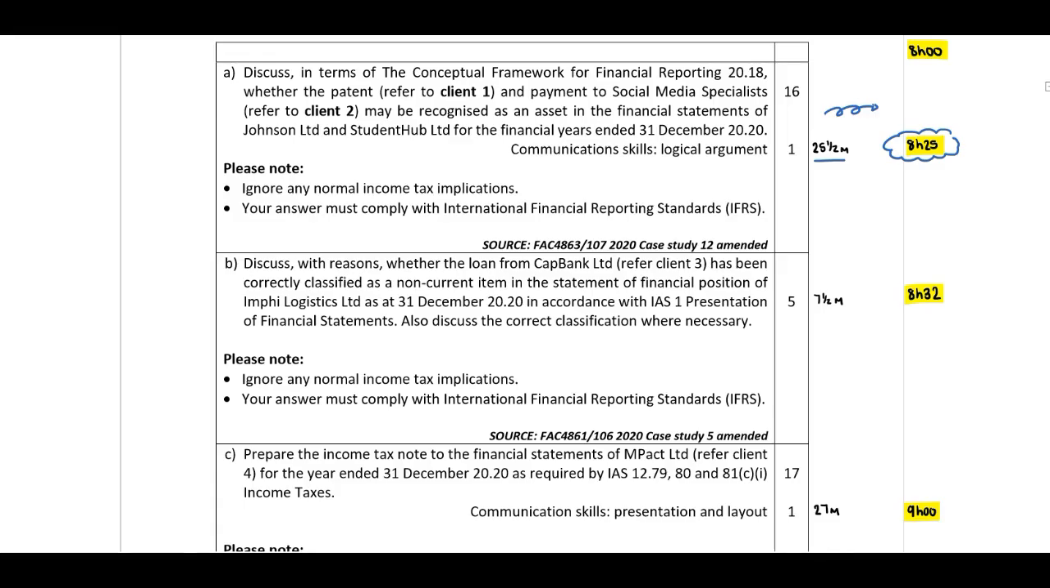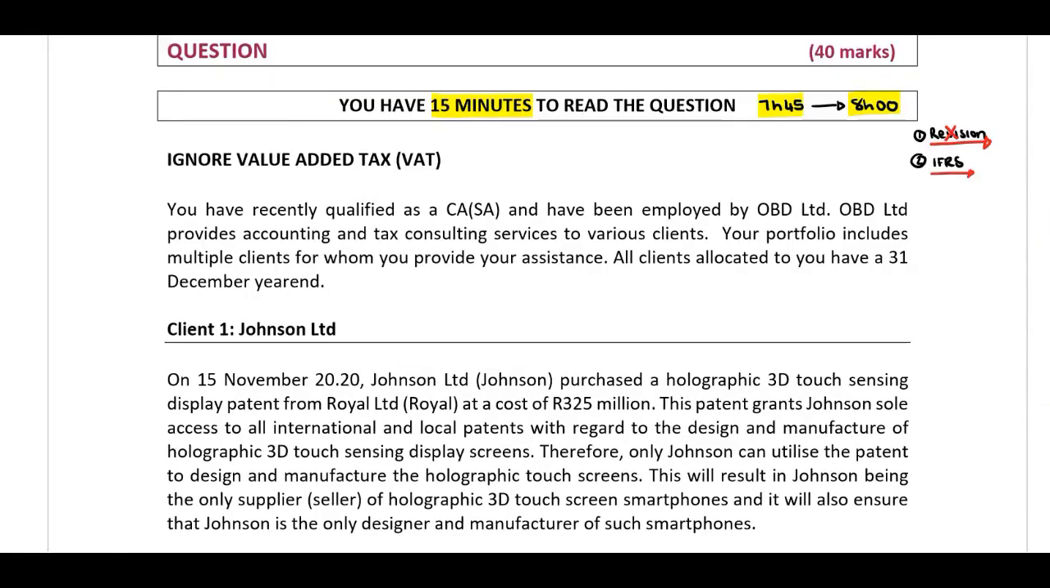Right, now let's read through the scenario. Ignore value added tax, VAT. You are recently qualified as a CA and have been employed by OBD Ltd. OBD Ltd provides accounting and tax consulting services to various clients. Your portfolio includes multiple clients for whom you provide your assistance. All clients allocated to you have a 31 December year end. Client 1, Johnson Ltd.